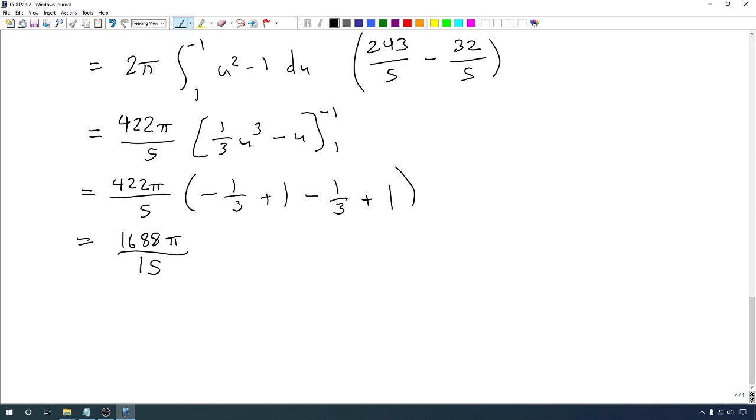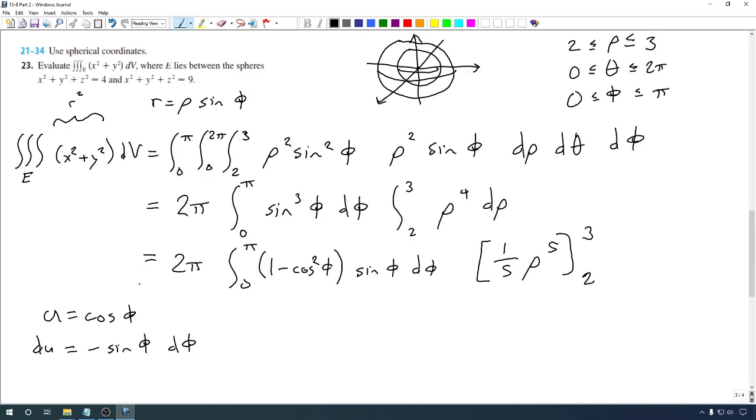And just like on the previous example, maybe more complicated than we'd like it to be, but it is what it is. I mean, we can't really change the answer there. It just comes straight from what we were trying to do. We were trying to integrate this function between those two spheres, and that's the answer.